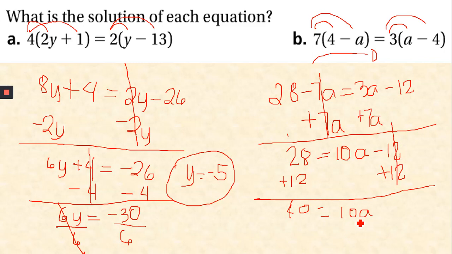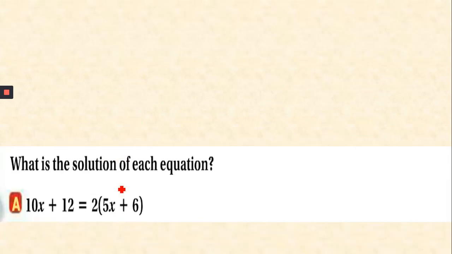The coefficient of your A is 10. Therefore, we're going to divide both sides of the equation by 10. 10 divided by 10, that is 1. So you now have A is equal to 40 divided by 10, that is 4. So 4 is equal to A. Again, as what I have told you, you can write that one as A equals 4. Can you follow? Okay? Let us proceed to the next one.